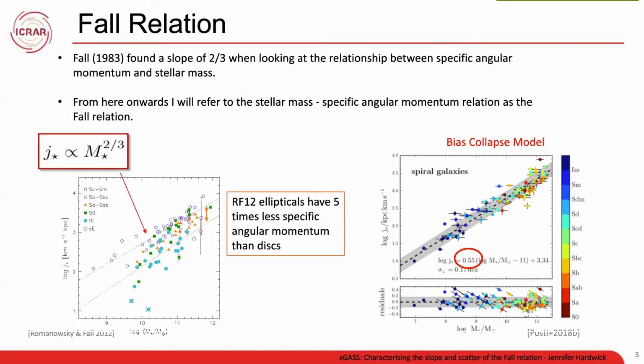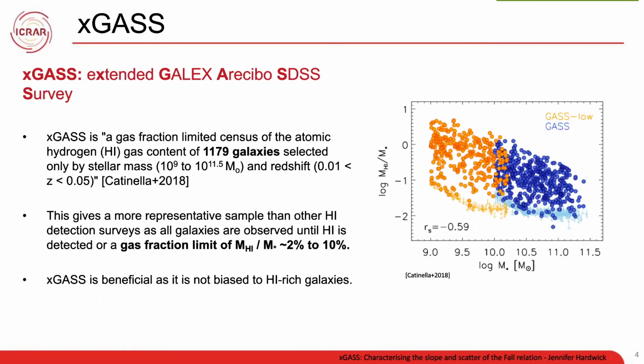So this is where xGASS comes in. xGASS is the extended GALEX Arecibo SDSS Survey. It's a survey of 1,179 galaxies where they're only selected in stellar mass and in redshift, where the stellar mass is between 10 to the 9 and 10 to the 11.5, and in the redshift range of 0.01 to 0.05.